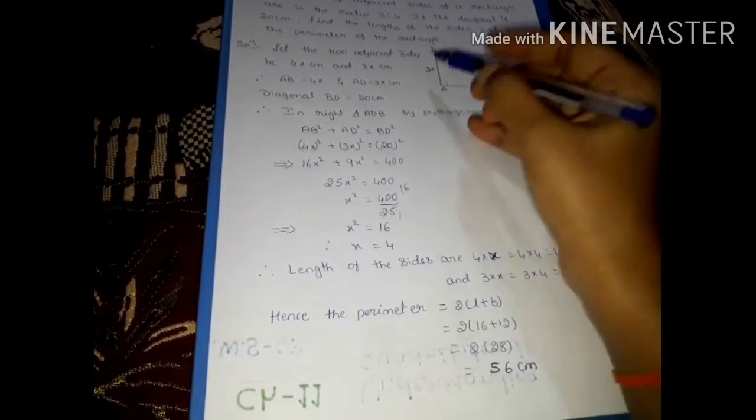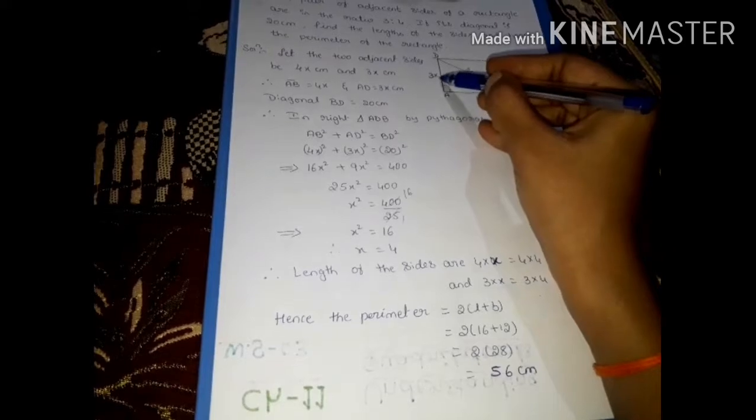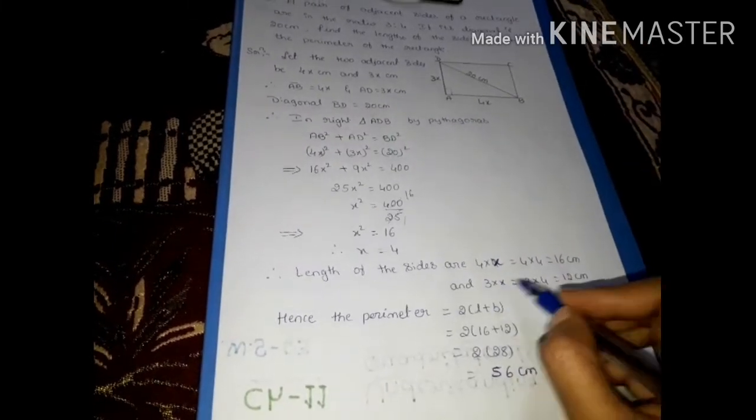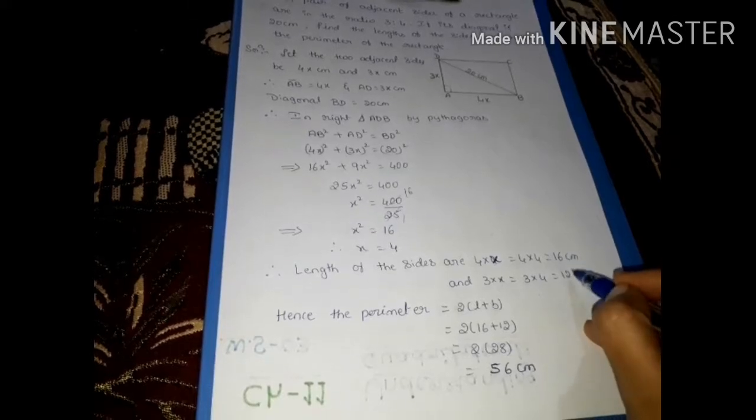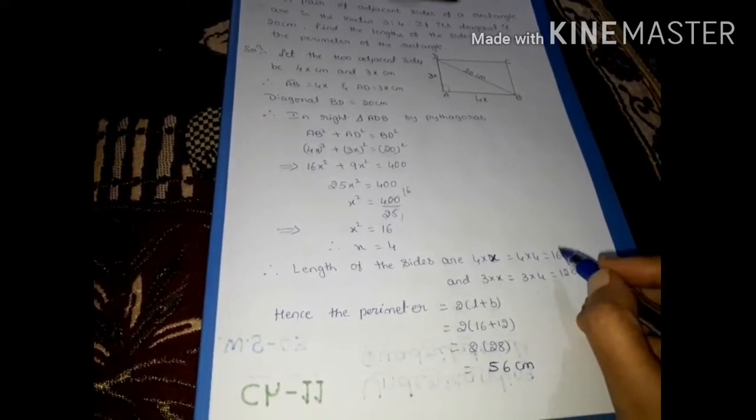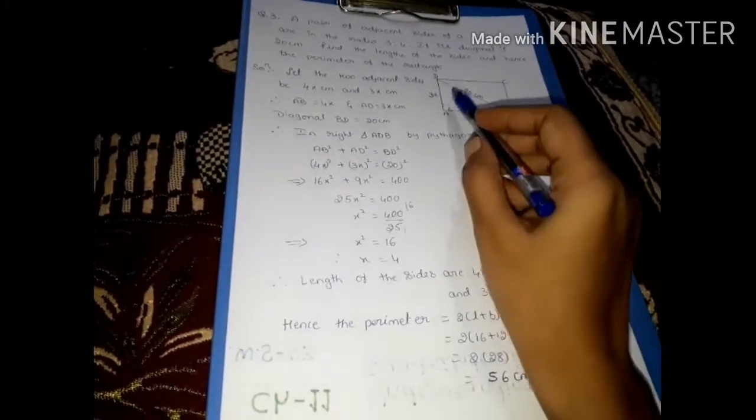Similarly, now you want the breadth, nothing but AD or BC. Now I will take AD. Here we considered it as 3x. 3 into 4 will get 12 centimeter. These two, 16 and 12 centimeter, are the length of the sides of the rectangle.